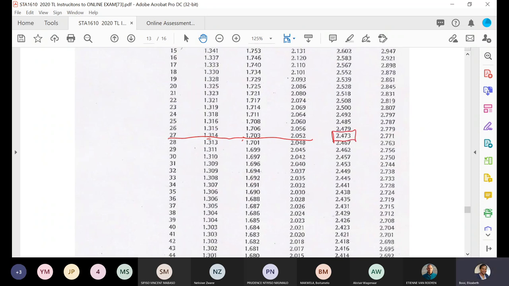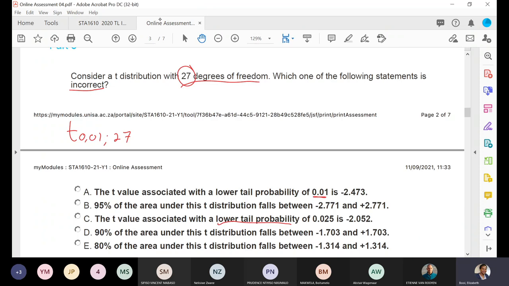We find that it is 2.473. Let's go to our question. It says the lower tail. Where is the lower tail? The lower tail will be this side for the critical value. So this side we know it is a minus, so it will be minus 2.4473. On the other side, it would have been positive if it was in the upper side.